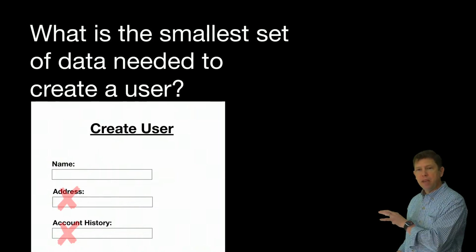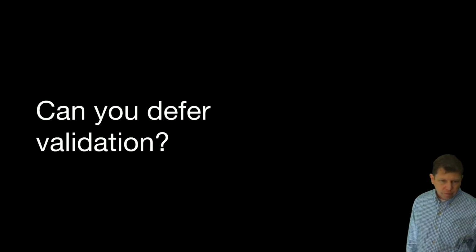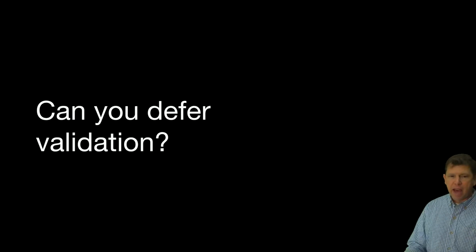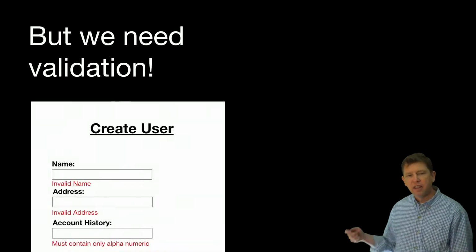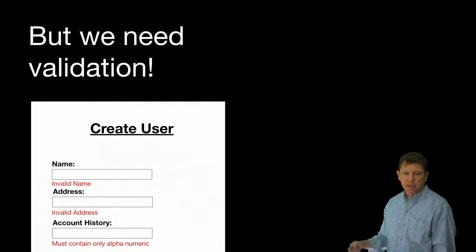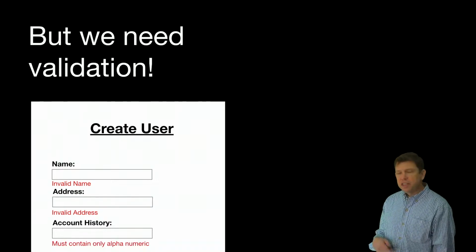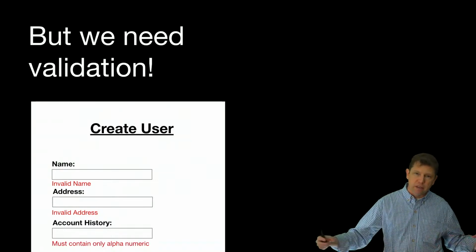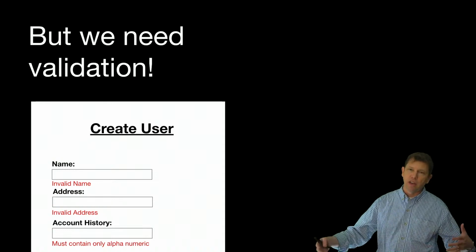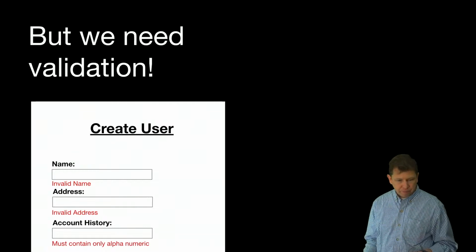Now, we may not be able to deploy this live without all these things being here, but that feedback is very, very valuable. So another common pattern: can you defer validation? In this case, maybe there are requirements around what's an invalid name or an invalid address, and it must contain only alphanumeric characters under the account history because it links to it or something like that. This isn't to say we don't need validation, but we may be able to get feedback and get more of the system working and more of the flow working, so we start getting more feedback on the overall system if we defer this stuff till later. So we may be able to defer the validation.